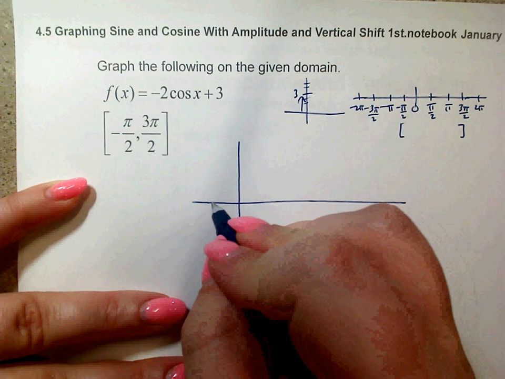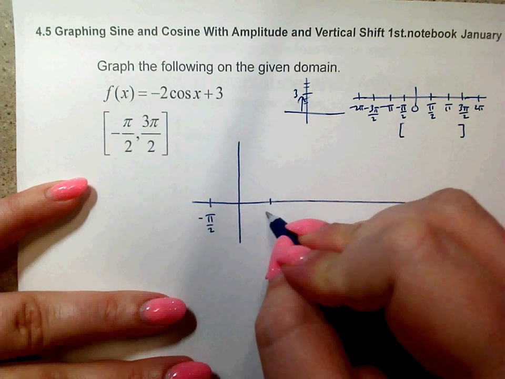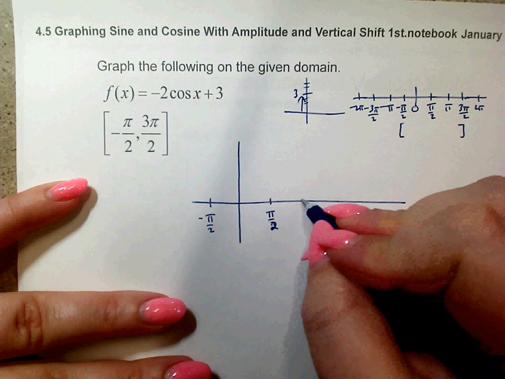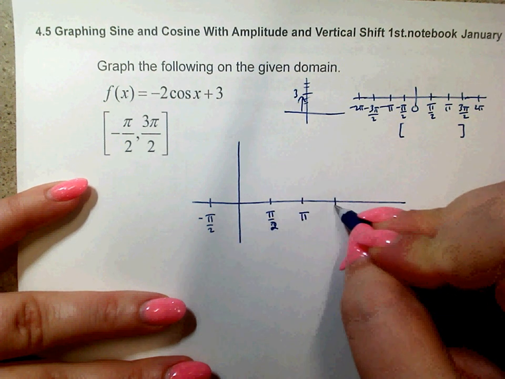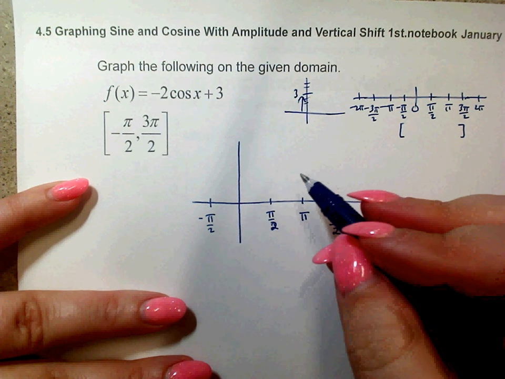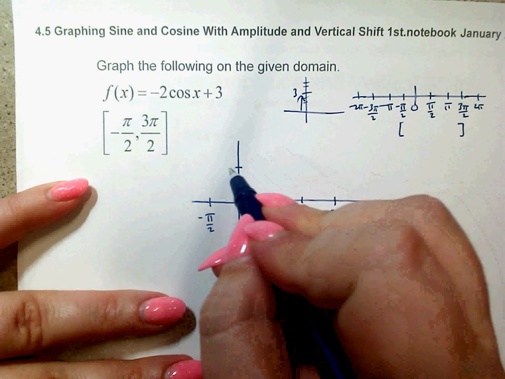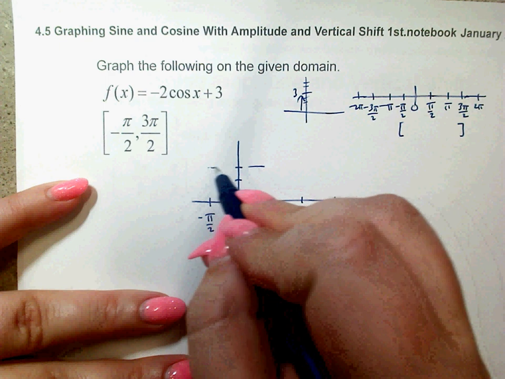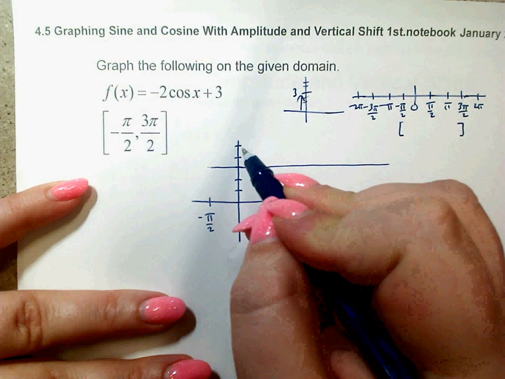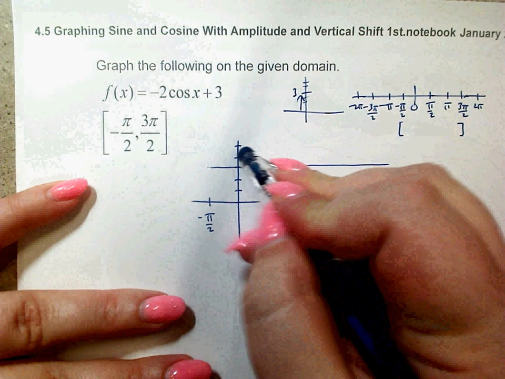So I'm going to go left to negative pi over 2. And then I'm only going to go right 3 tick marks because that'll put me at 3 pi over 2. So pi over 2, pi, and 3 pi over 2. Okay? I know my midline is at 3, so I'm going to go up 3. And I'm going to draw my midline. And then I'm going to go up 2 and down 2 from that. Up 2 isn't as tall.